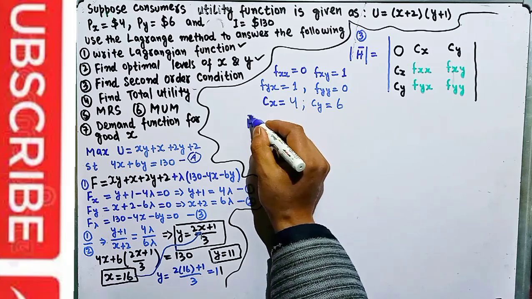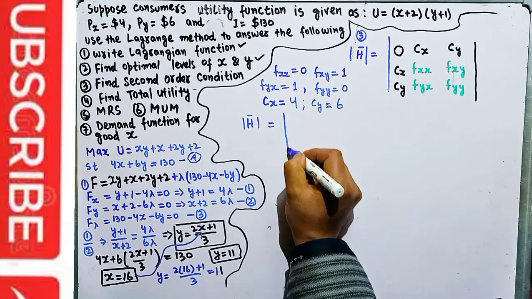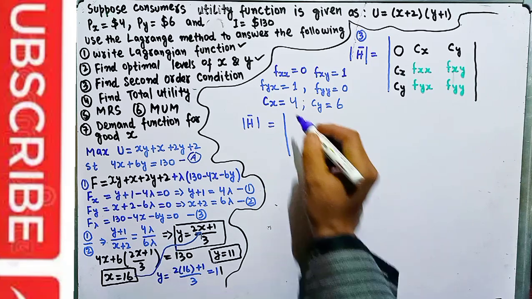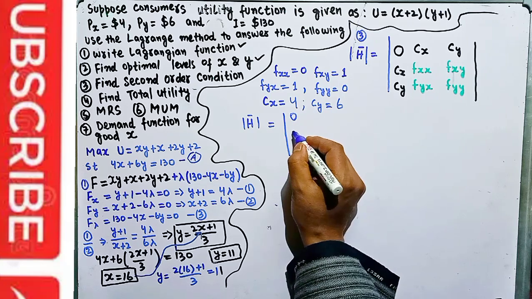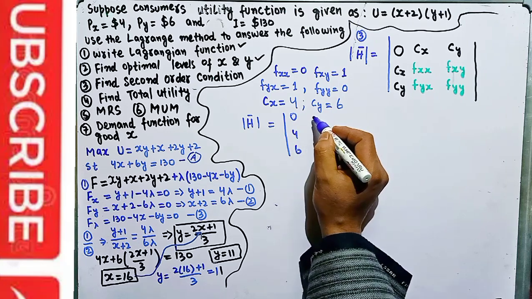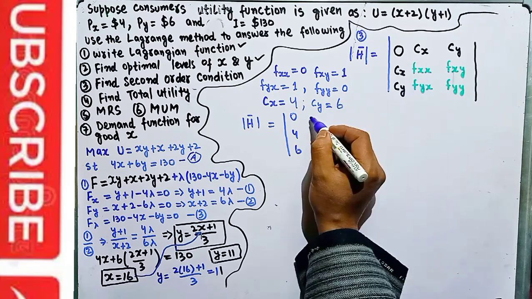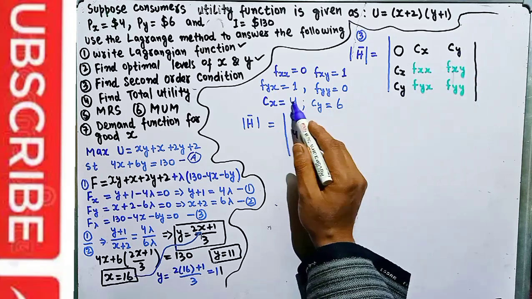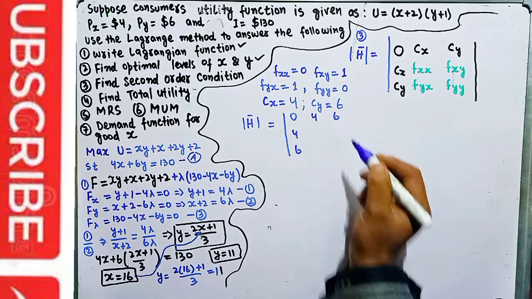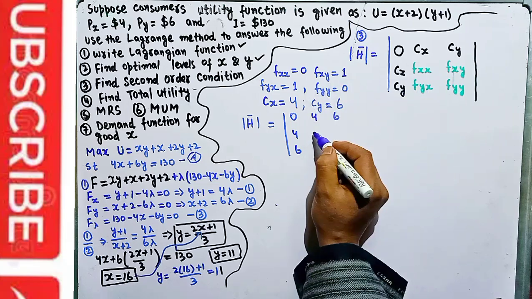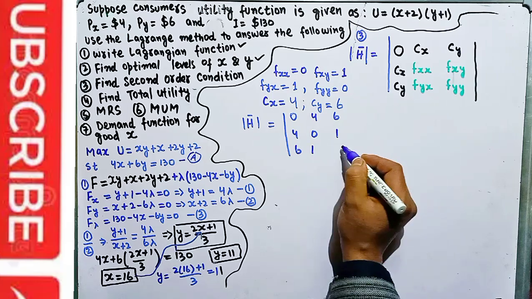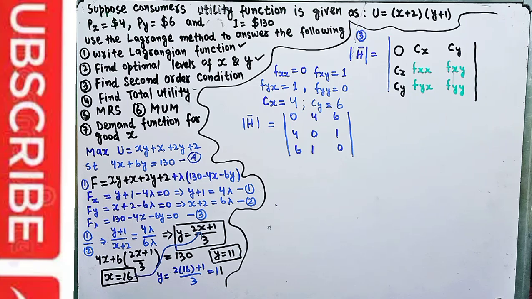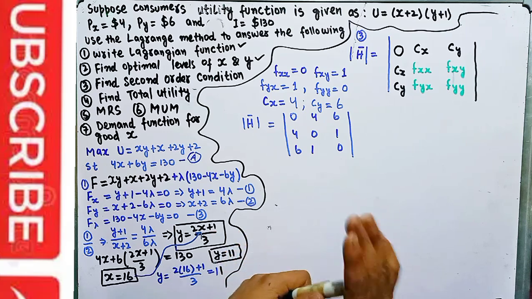So our bordered Hessian matrix will have 0 on the principal diagonal, then we have Cx and Cy, where Cx is 4 and Cy is 6. Then we have Cx and Cy again, 4 and 6. Then we have fxx, which we got as 0, fxy is 1, fyx is 1, and fyy is 0. This is our bordered Hessian matrix. Now we need to take the determinant of this bordered Hessian matrix.